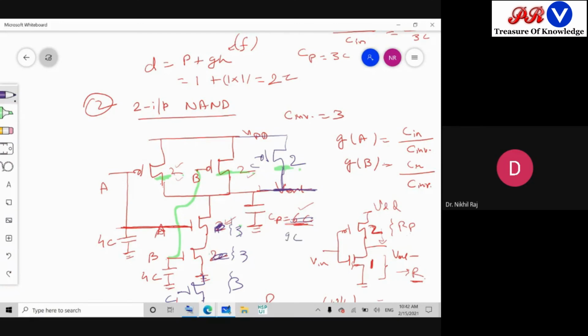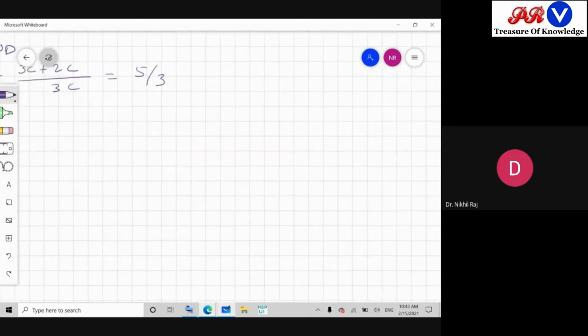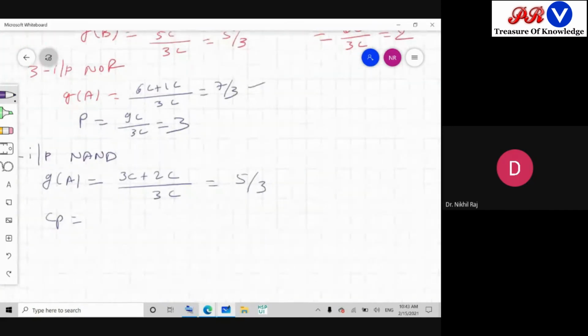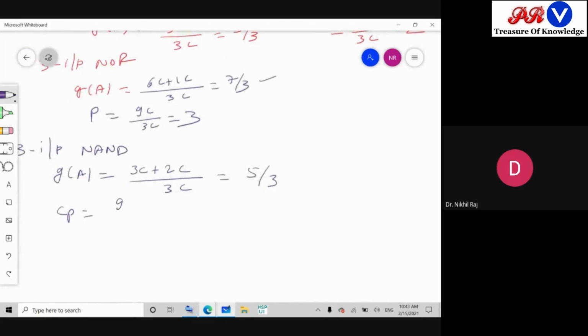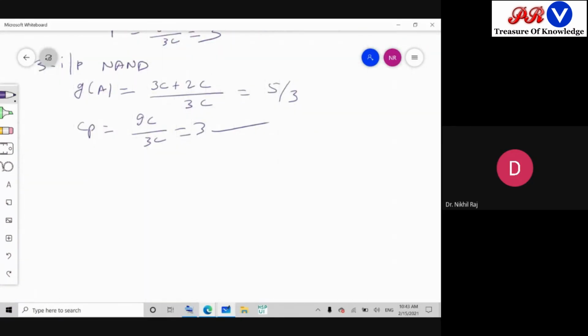9C. So it will be 9C divided by 3C, that is 3. Okay, so based on this, the observation table is made. CP is 3. So what should be the parasitic delay? Sorry, this is the parasitic delay itself, not CP, it is P. So it is 3. So based on this, I can make this table of gate and number of inputs.